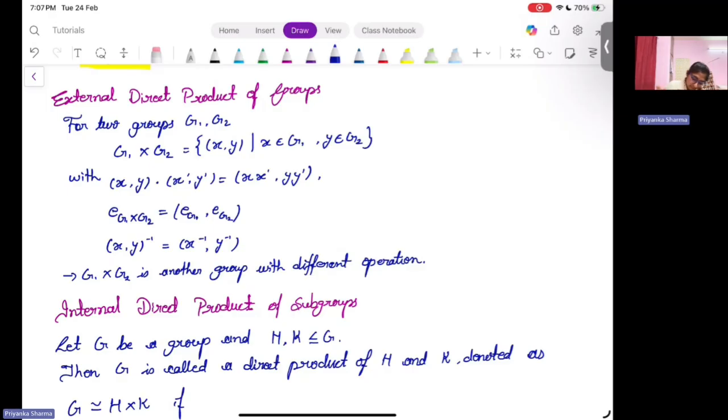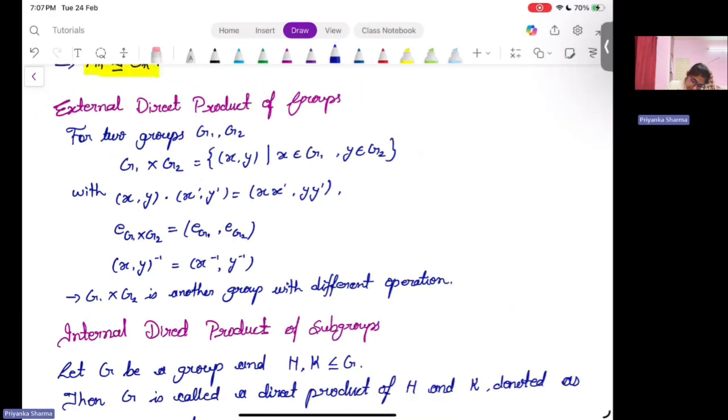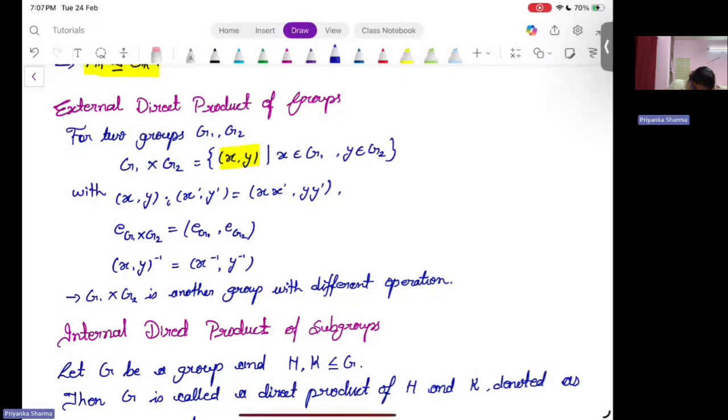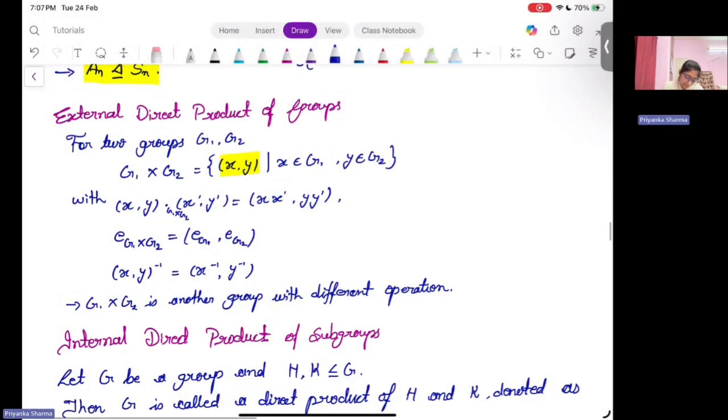binary operations, say G1 and G2, then the direct product of G1 and G2, that is G1 cross G2, is the set of all elements of the form (x, y). Here x is coming from G1, y is coming from G2. And the group operation is redefined here. This is the operation of G1 cross G2, and this is defined like this. So here we are using the operation of G1 and here we are using the operation of G2.